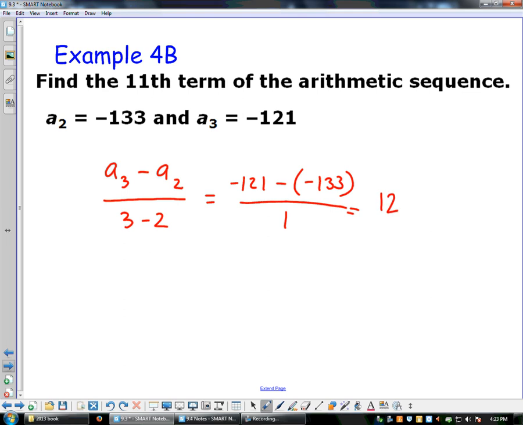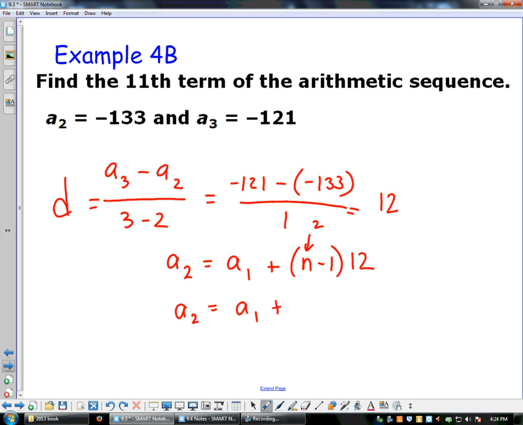All right, so that means that is our difference. So this could be a formula that you use to find the common difference if you just know two random terms. And so then if we know that a sub n is equal to a sub 1 plus n minus 1 times d, where d is 12 in this case, we can fill in the 2 here for n, and we can say that a sub 2 equals a sub 1 plus 2 minus 1. Oh, and we already know a sub 2, so I can fill that in.